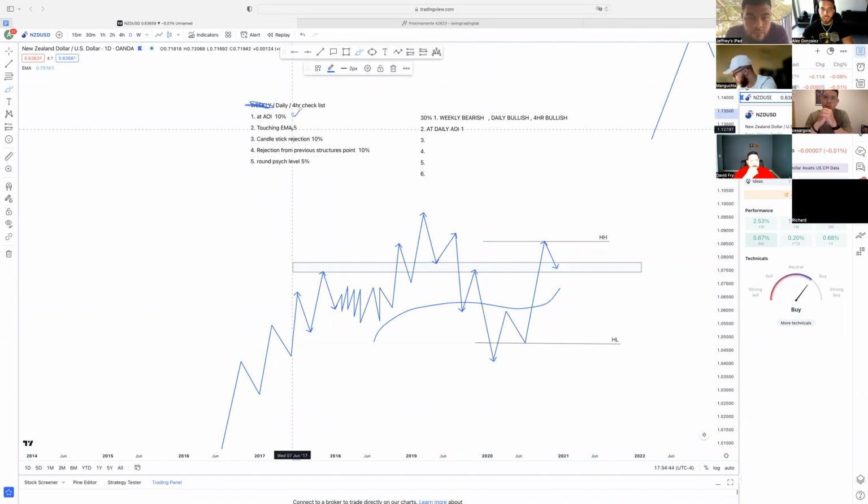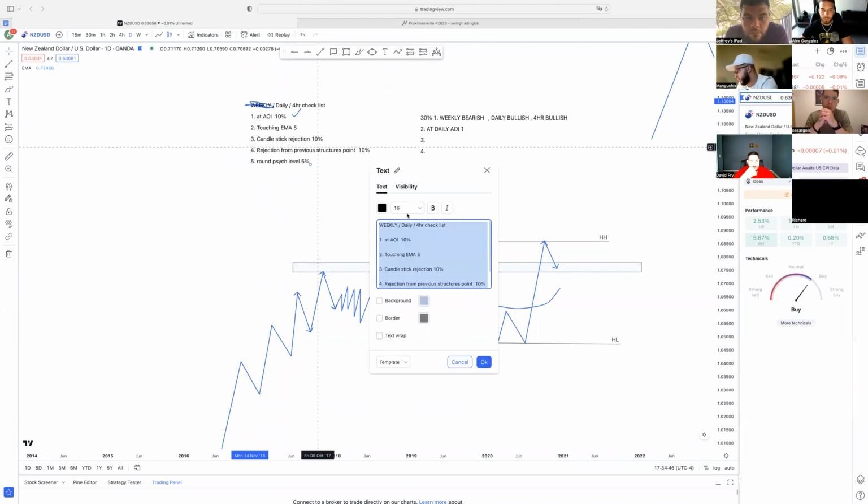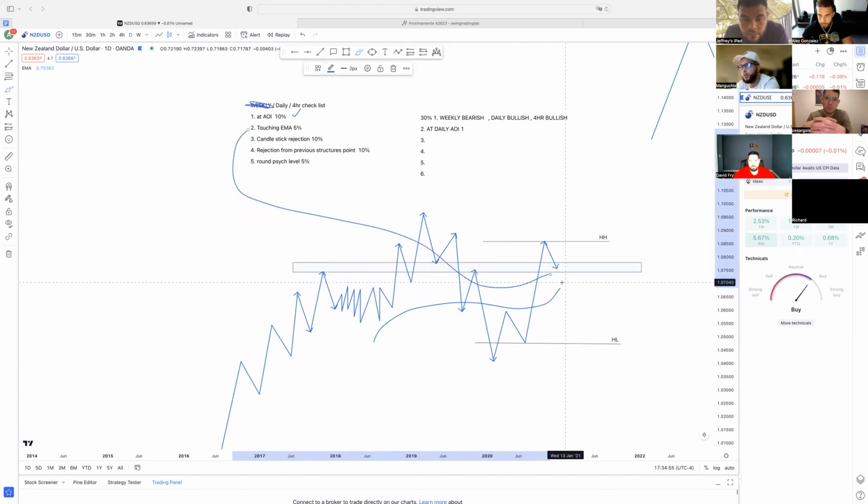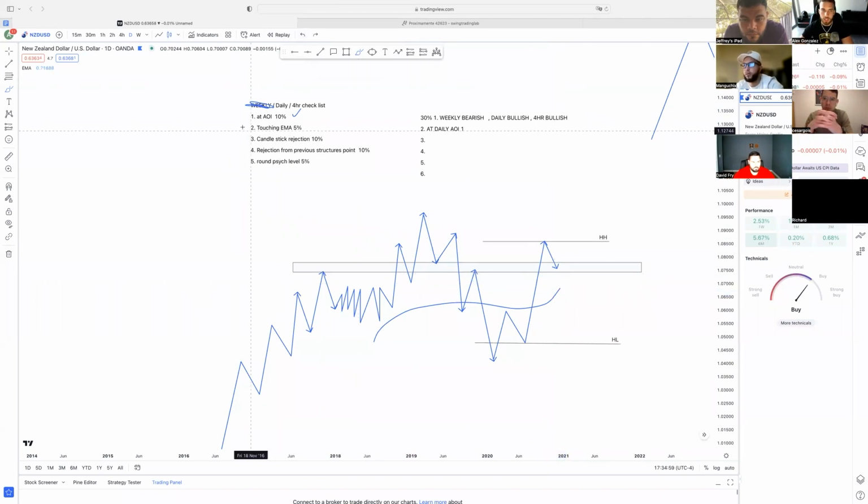Are we touching the EMA? Type 1 if yes, type 2 if no. Well, I don't know. We'll see. Are we touching the EMA? This is the EMA right here. So no, we are not touching the EMA. This gets removed.